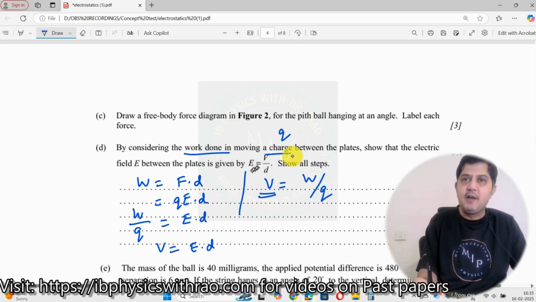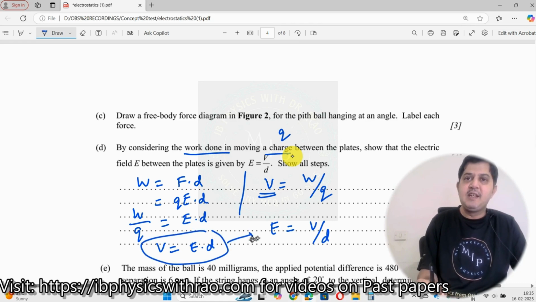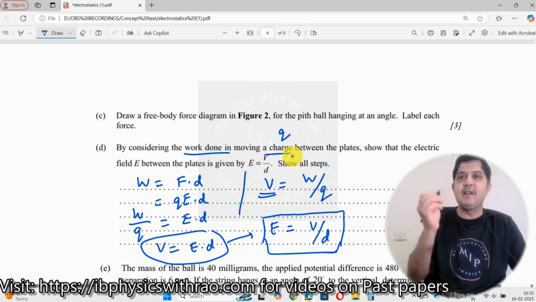What is it that I need to show? E equal to V by d. Now you can show E is equal to V by d from this expression. From this expression, I can directly transpose it and write it like this. So we have arrived at the required equation.